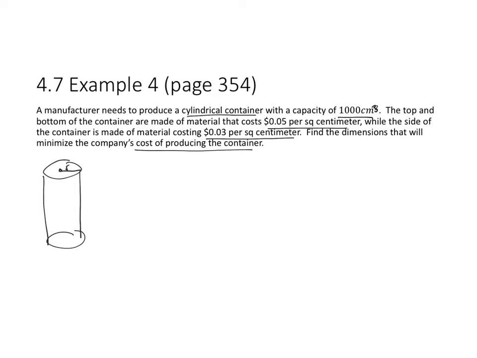Here's my radius, and here's my height. So the volume of a cylinder is pi r squared times the height. Now I need to think about making the product. That's going to be my surface area.